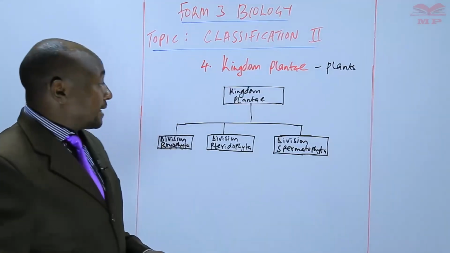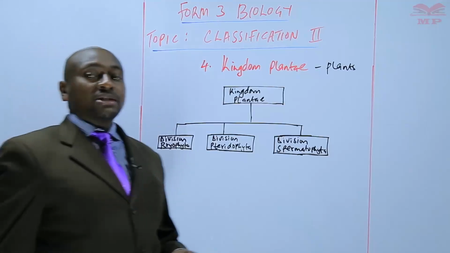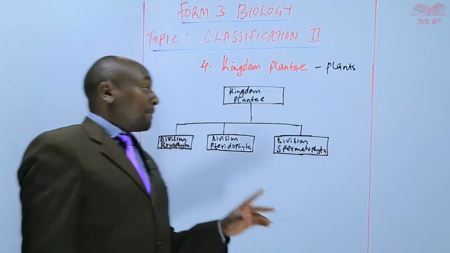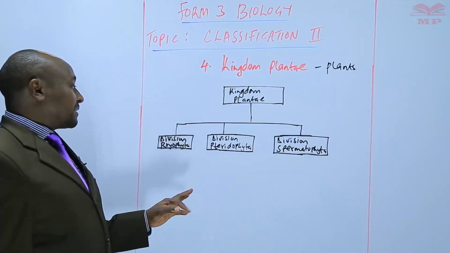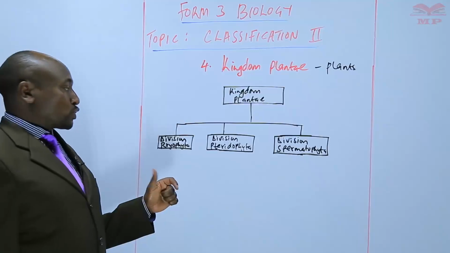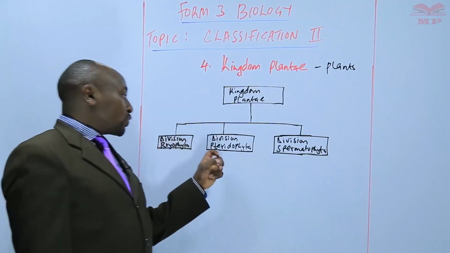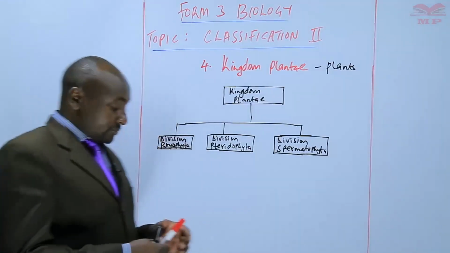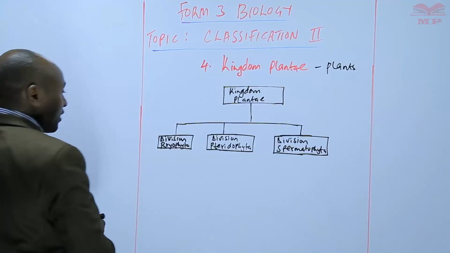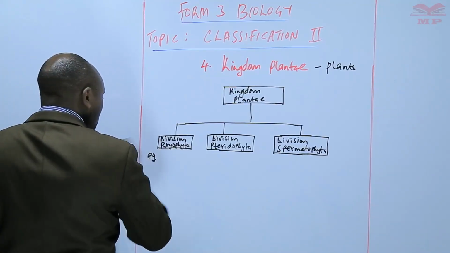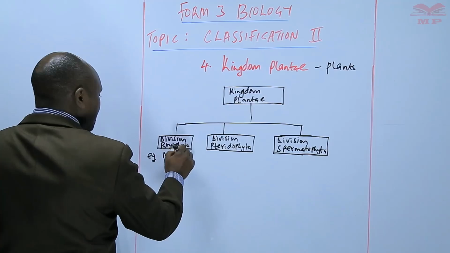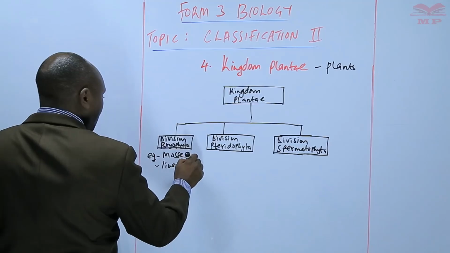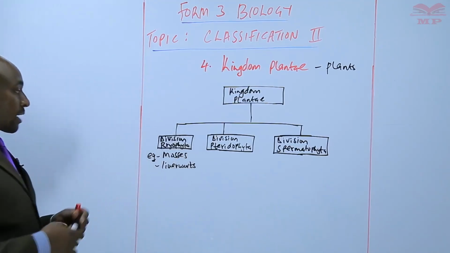And as we have said earlier, in Kingdom Plantae, we don't use the word phylum. Phylum is used in other kingdoms like Kingdom Animalia, but we don't use phylum in Kingdom Plantae. Instead, we use division. So we have division Bryophyta, division Pteridophyta, and division Spermatophyta. Now, in the division Bryophyta, we'll take a few examples, e.g. the mosses and the liverworts. Those are the plants that we find in the division Bryophyta.